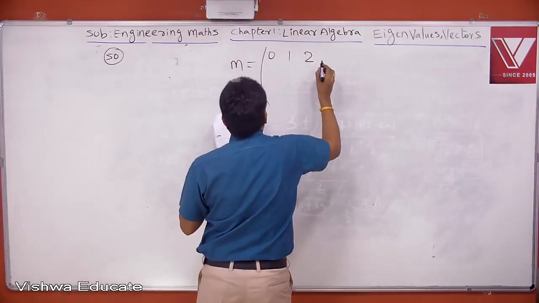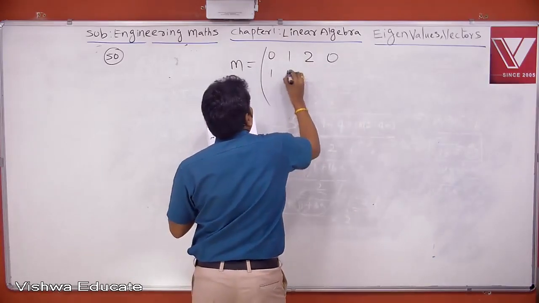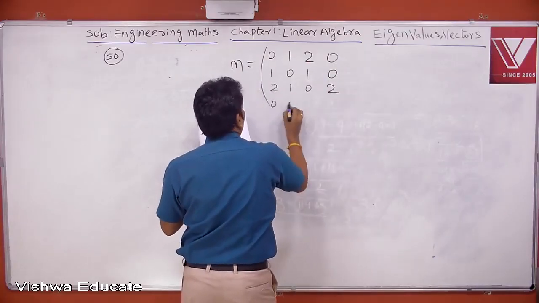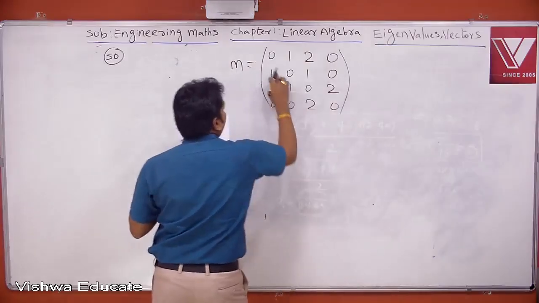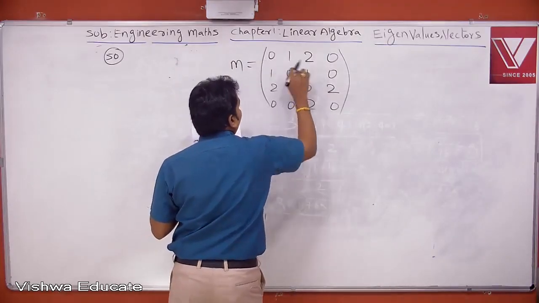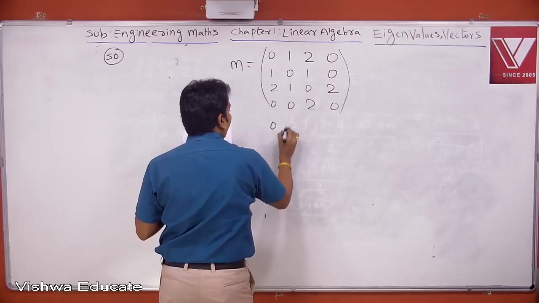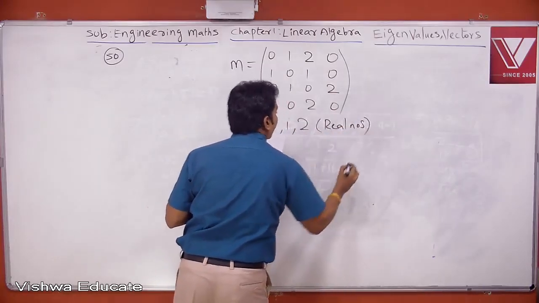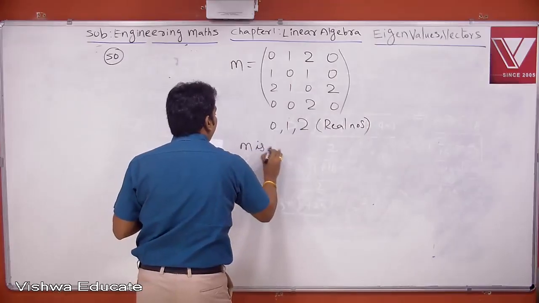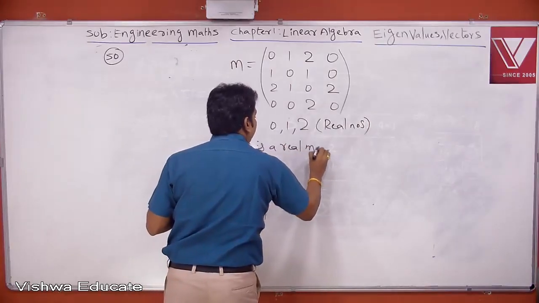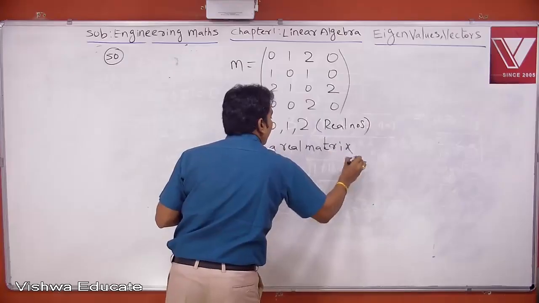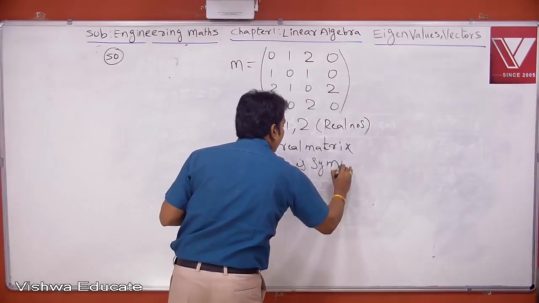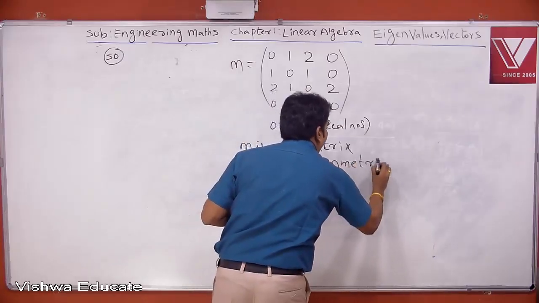It's a 4 by 4 matrix, but M is this: 0, 1, 2, 0, 1, 0, 1, 0, 2, 1, 0, 2, 0, 0, 2, 0. Now here inside this matrix, the elements are 0, 1, 2. They are repeated many number of times. 0 is a real number, 1 is a real number. All these are real numbers. Therefore, M is a real matrix. And M is symmetric.